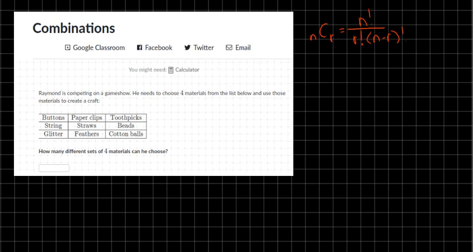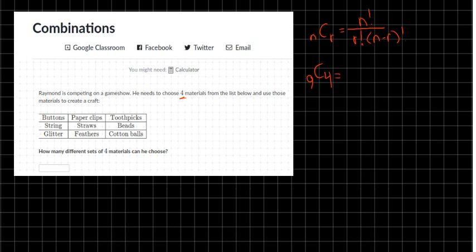Raymond is competing on a game show. He needs to choose 4 materials from the list below to use those materials to create a craft. Let's see, how many does he have? 1, 2, 3, 4, 5, 6, 7, 8, 9. He has 9. Let's check to make sure they're all different, because the number we get would be different if there were 2 of one. But they're all different. So we have 9 things, and we are going to choose 4 of them. So it's 9 choose 4.